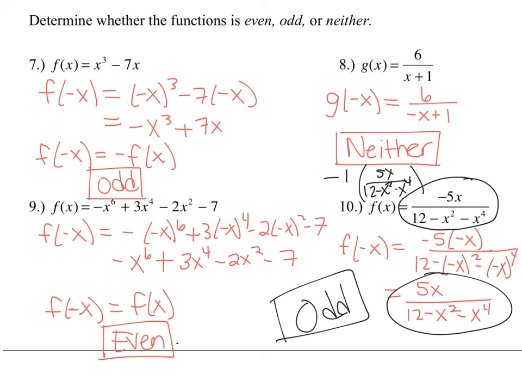If you're asked whether it's even, odd, or neither in regards to symmetry, plug in negative x, simplify, and see what you get. See if your answer is the opposite of what you got when you plugged in positive x. In that case, it's odd. See if it's the same as what you got when you plugged in positive x. In that case, it's even. Or if it's just neither of those two.